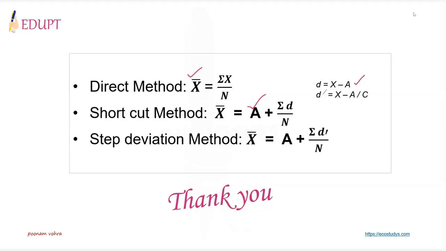And in step deviation method, one can apply the formula x bar is equal to a plus sigma d dash by n into c, where d dash is x minus a divided by c, where x is the values of observation, a is assumed mean, and c is the common factor. So by applying these methods, one can easily interpret the information as given. I hope you have understood all the three methods, their steps, as well as the numerical examples.